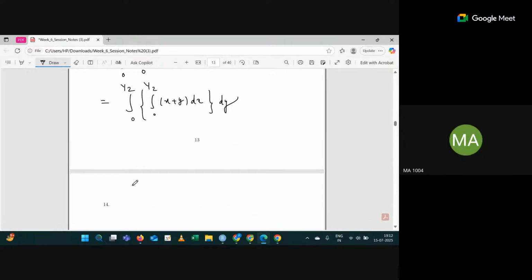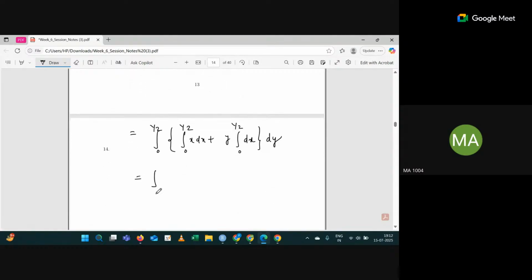So now here it's 0 to 1/2, and here I have to do the integration with respect to x. So 0 to 1/2, 2x dx. And can I write y is a constant? I can take it outside, yes or no? Yes, sir, y is a constant because I'm integrating first with respect to x only, right?